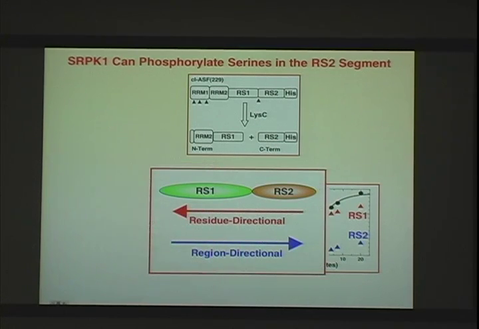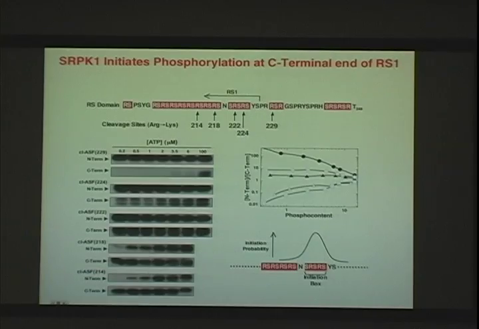So we were left with this kind of conundrum here: we had this kinase that is directional in a residue-specific manner. It wants to go towards the N-terminus, yet we know that it's also directional in a regio-specific manner. It wants to go to RS1 and then go to RS2. So they kind of oppose one another. To get more insights into precisely what's happening with this kinase, we decided we wanted to figure out exactly where the kinase would initiate along the RS domain, because this might give us some insights into this dilemma of the opposing activities that we have.